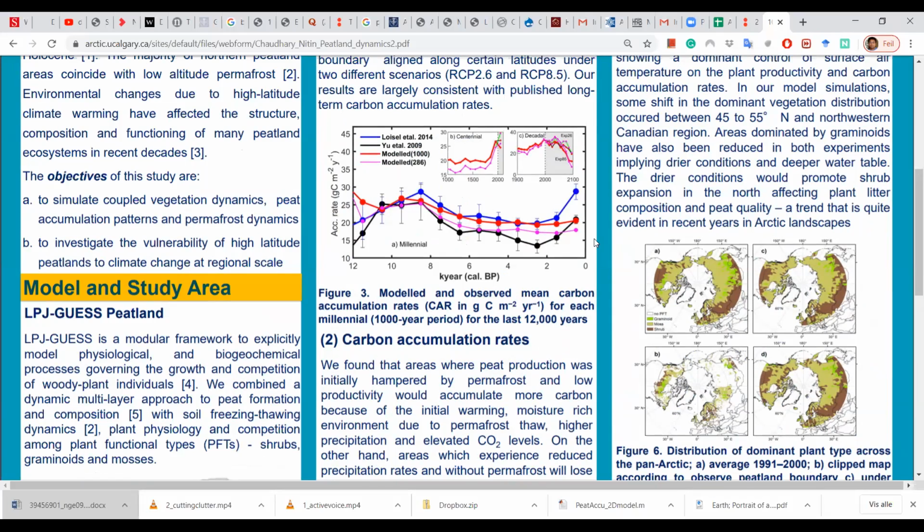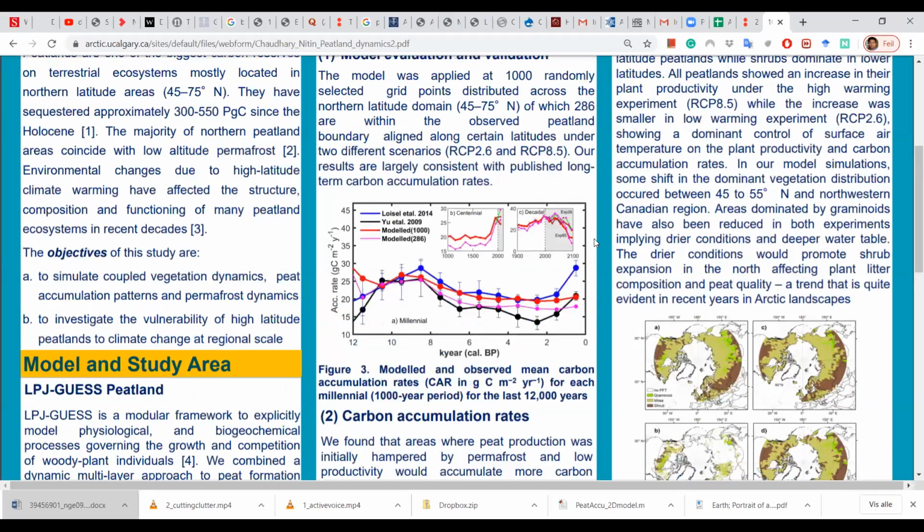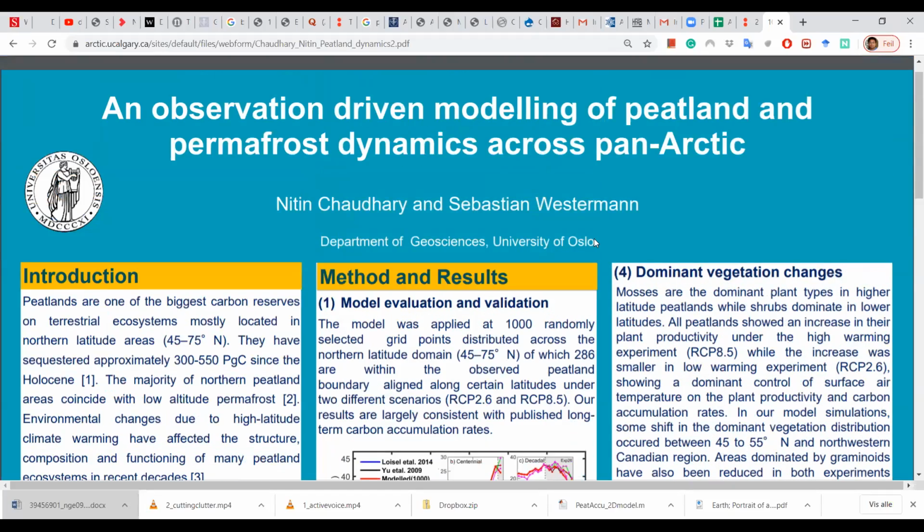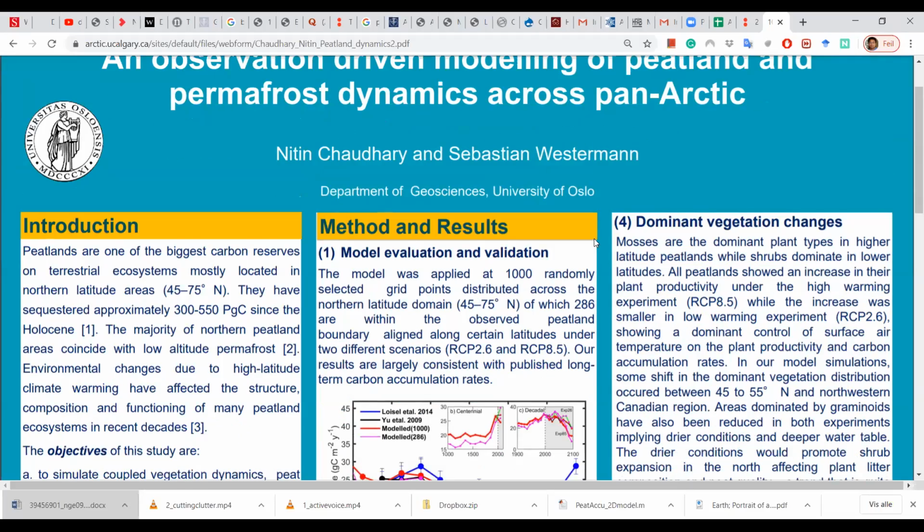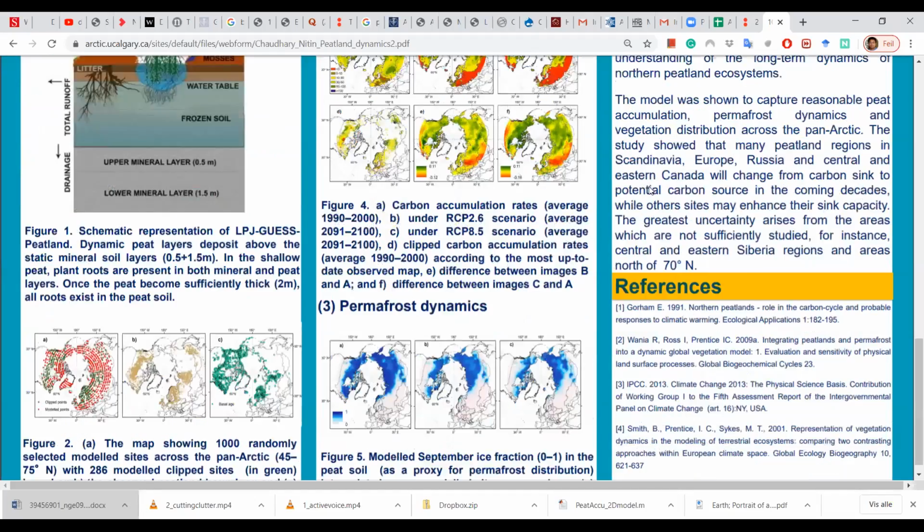Thank you. You also mentioned that you are publishing this work now in a paper. Yeah, it has already been accepted in Global Change Biology, and it will be out in a week or two. Good, very good. Okay, does anybody else want to comment on this?